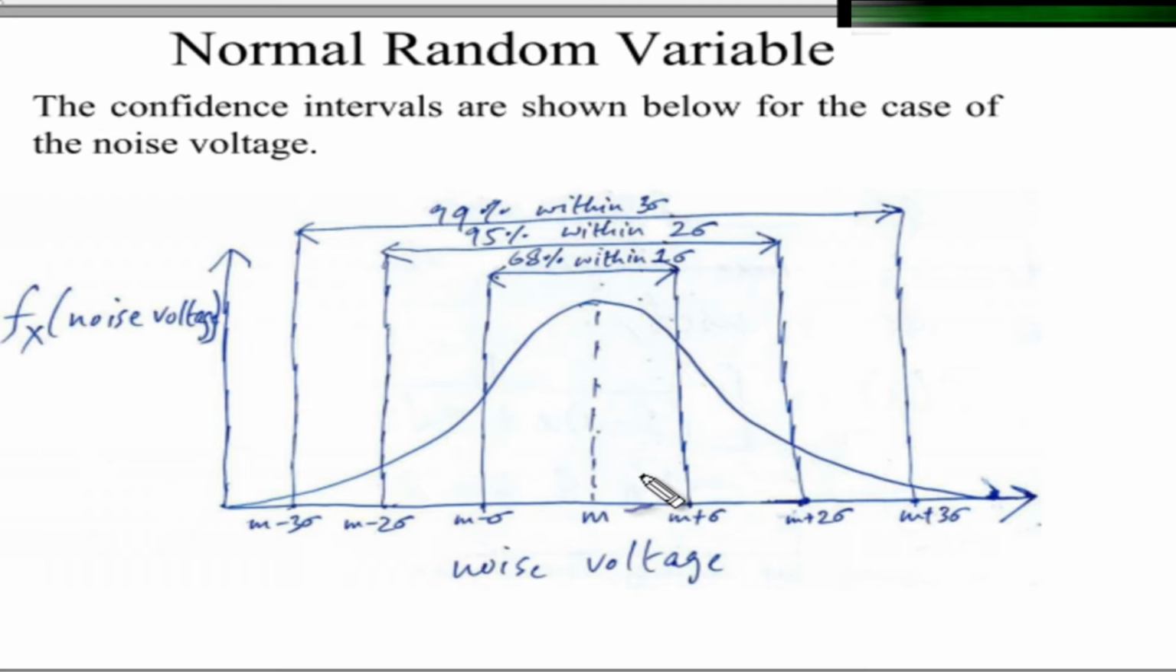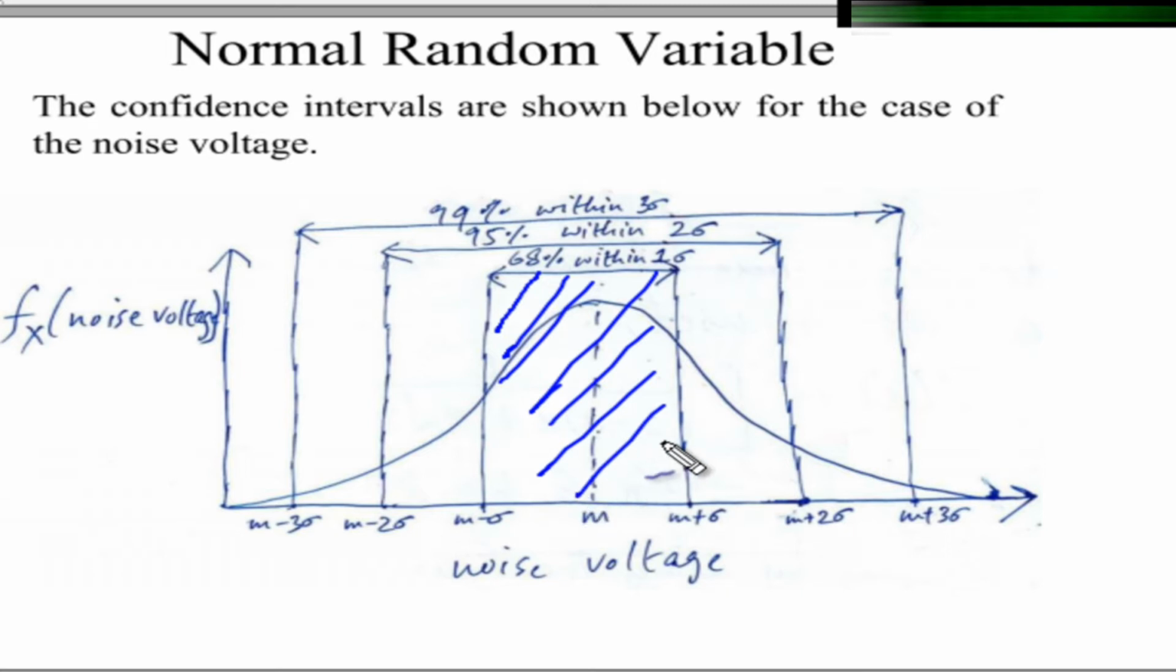Basically this slide shows you that one standard deviation basically encompasses 68% of the total numbers. If you have 100 numbers, within this one standard deviation you will have 68 numbers. This one standard deviation is very important. You can see that it will have 68% of the population.